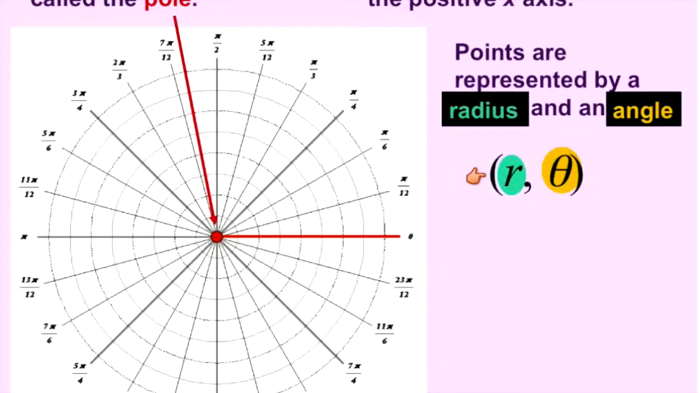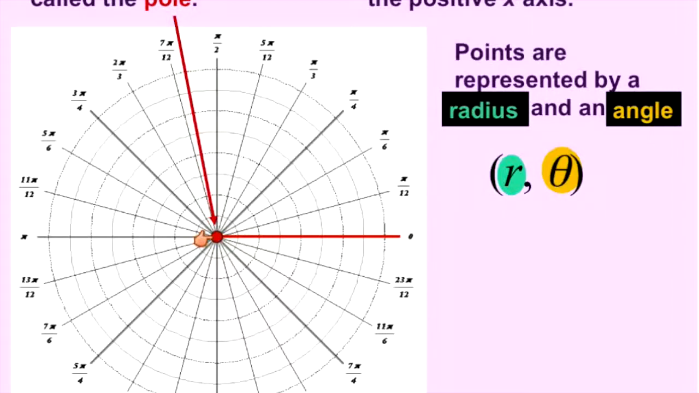So unlike traditional rectangular coordinates, here are our polar coordinates: (r, θ), or radius comma angle. This very center is called the pole. The center of the graph is called the pole, hence the name polar coordinates.